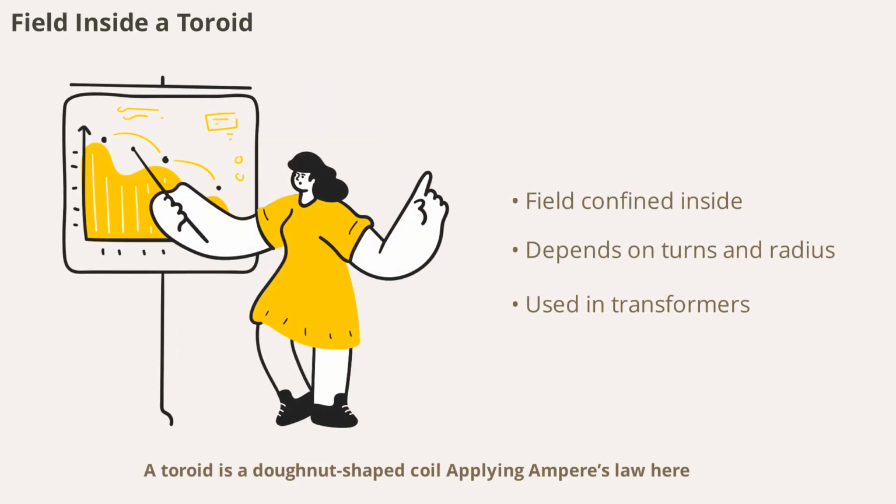Toroid is a donut-shaped coil. Applying Ampere's law here, we consider a circular Amperian loop inside the toroid. The magnetic field inside is confined within the core and is given by B equals mu0 N I/2 pi r, where N is the total number of turns, I is the current, and r is the radius from the center. This configuration ensures that the magnetic field is strong and contained, making toroids useful in transformers and inductors.